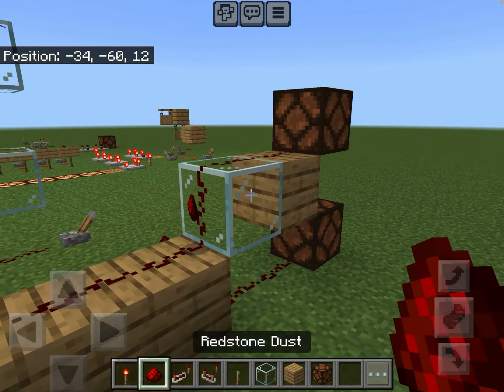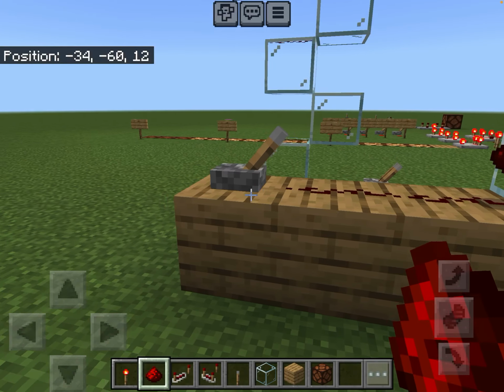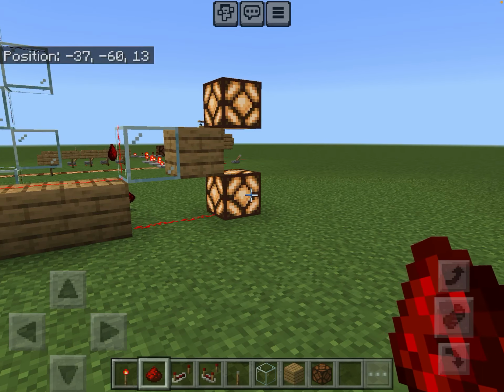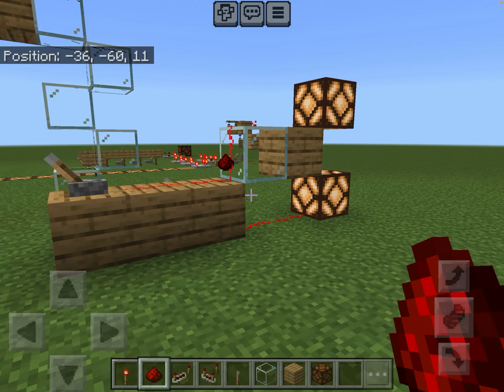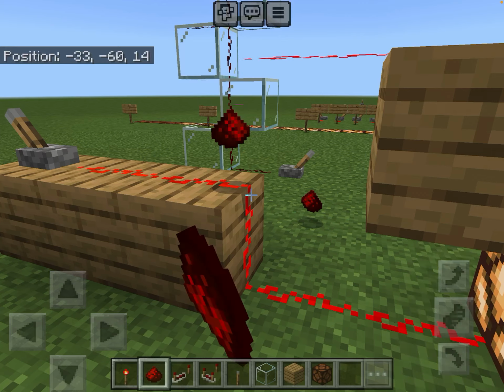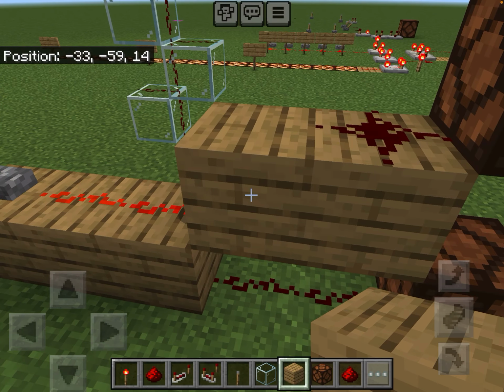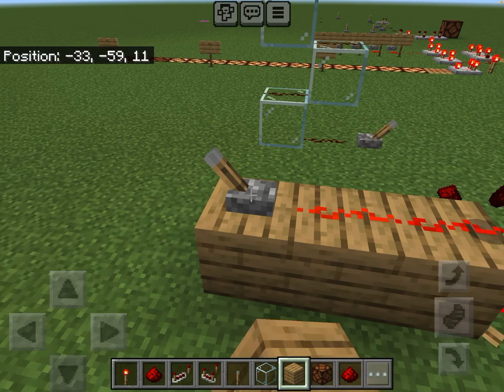But now, if I were to just have the top one here and have this be glass, you can already see that this hangs off the side because both of them get connected. That's a useful tip of glass, is that it doesn't block off a redstone signal like, for example, wood does. You can see that that's automatically canceled.